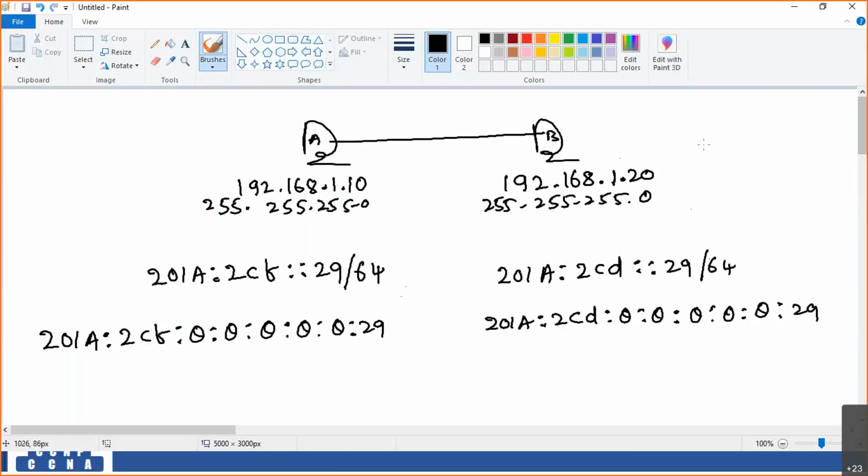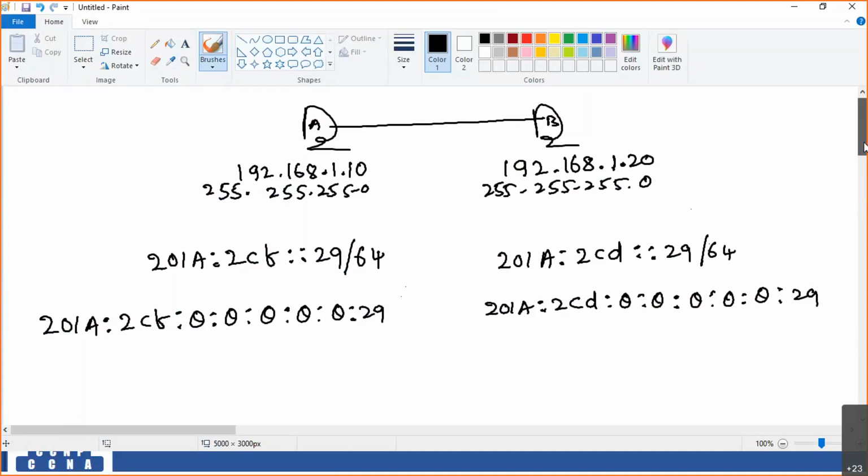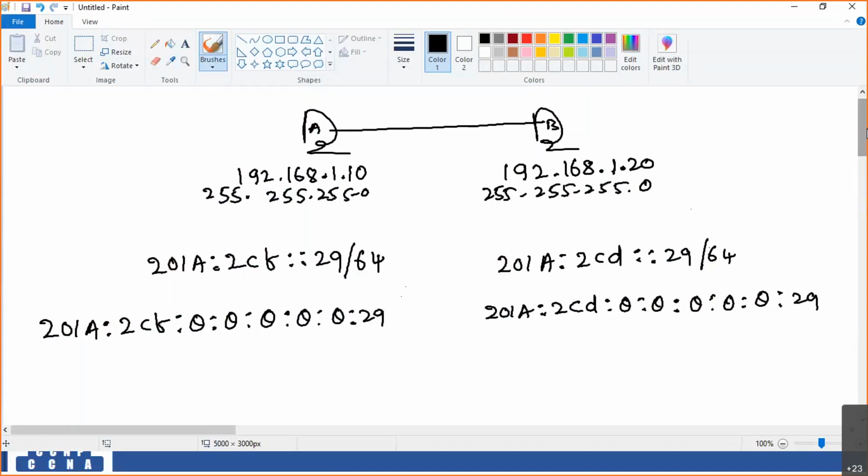Is it clear, guys? Any doubts regarding IPv4 and IPv6 both? In IPv4, the IP address starts with 0.0. In the same way, in IPv6, is there any order, like starting with 2001? Yes, exactly. There are some ranges in IPv6.